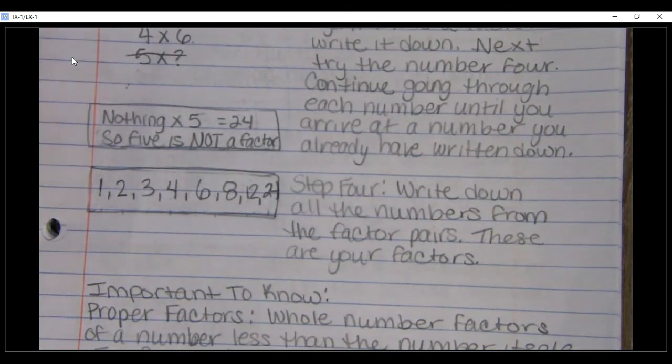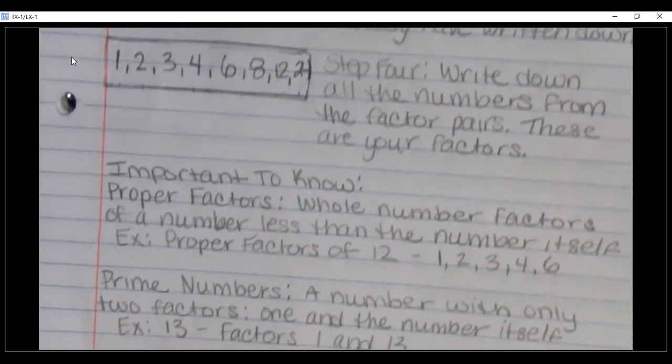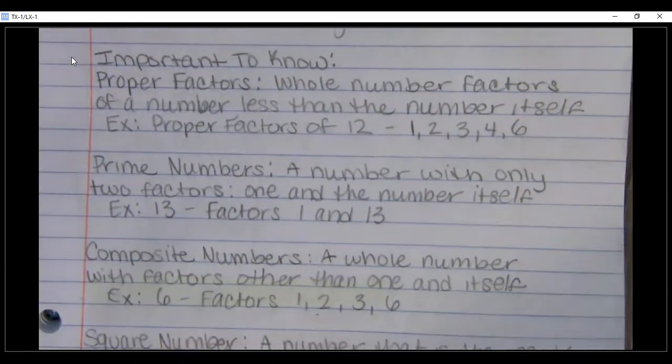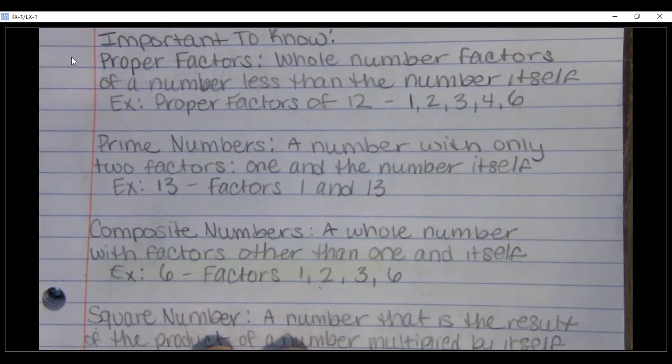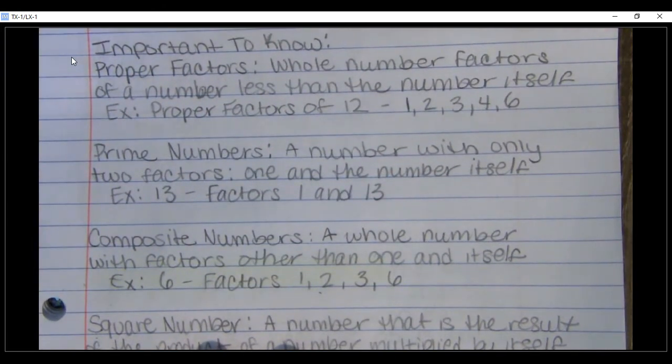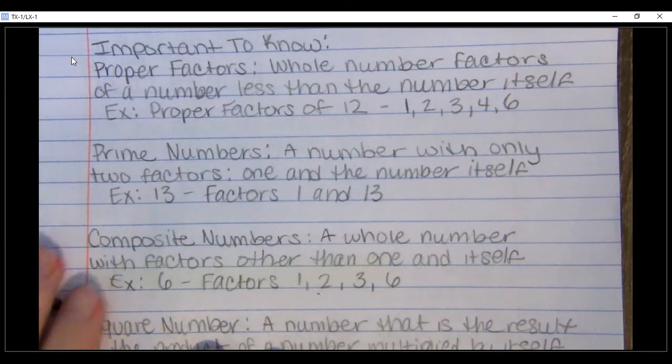Awesome job. Now here are just some vocabulary words that we need to make sure we keep in our brain. You should have these written down already so that you do not need to copy this again. But here we go. Important to know.